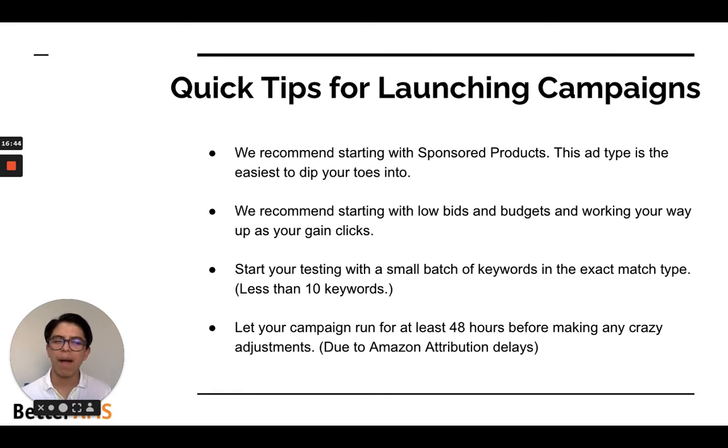Otherwise, you have to gather a certain amount of clicks before you convert. That can be 100 clicks, that can be 50 clicks, or that can be 10 clicks. You don't know your conversion rate yet, so start slow and don't stop. That's the most important thing. Don't stop optimizing your campaigns. Start your testing with a small batch of keywords in exact match type, less than 10 keywords, and let your campaign run for at least 48 hours before making any crazy adjustments due to Amazon attribution delays.